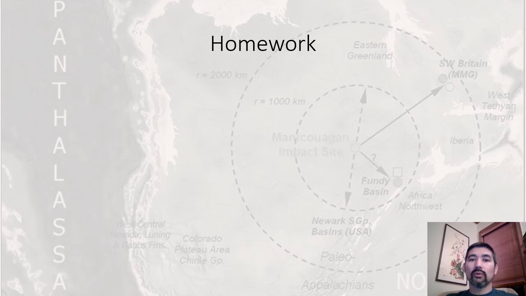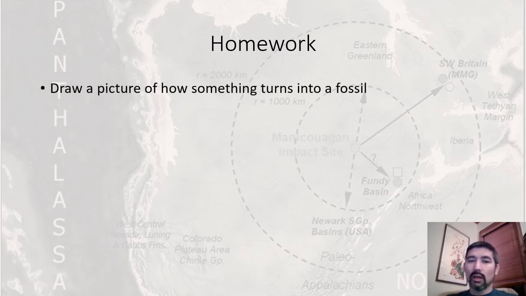So that's it for this class. I'm trying to keep things as short as possible. I don't want you to be spending too much time in front of the computer. Your homework is going to be very simple. All I want you to do is draw a picture of how something turns into a fossil. You'll probably want to look at the last slide to get some ideas. You'll probably do a couple separate steps.